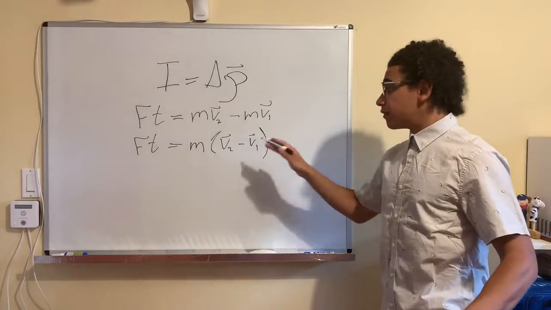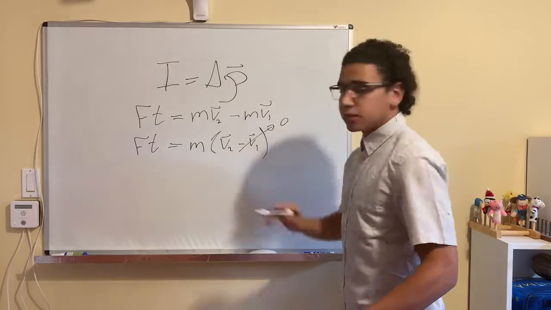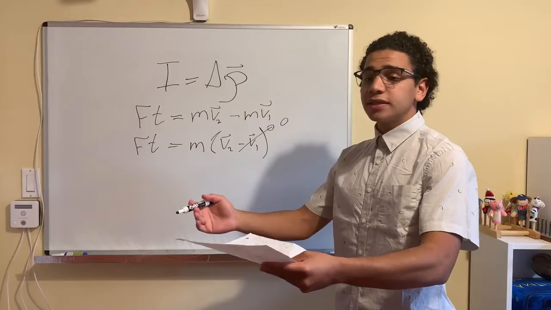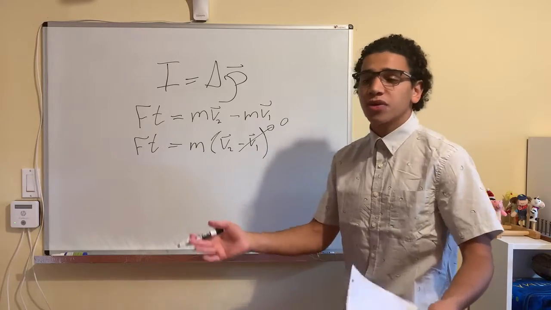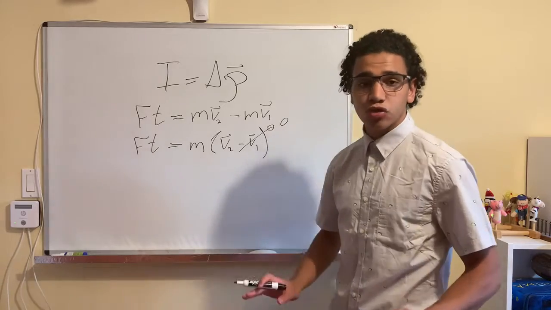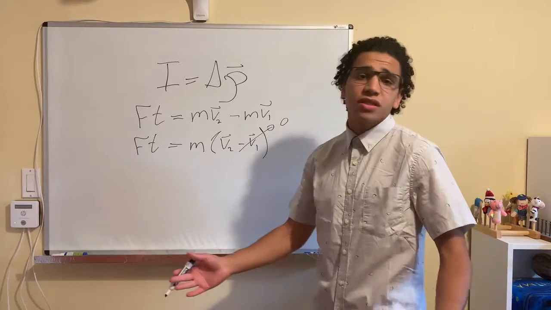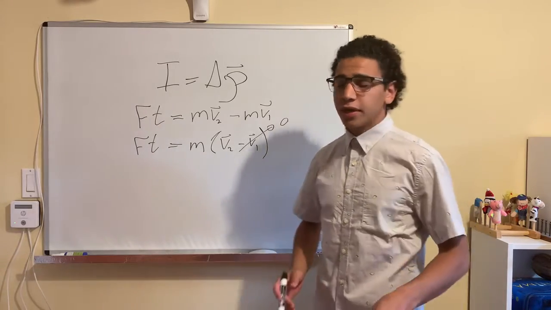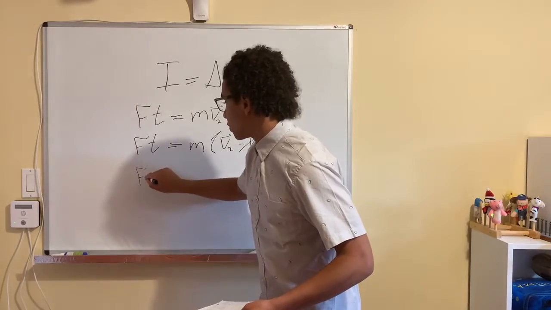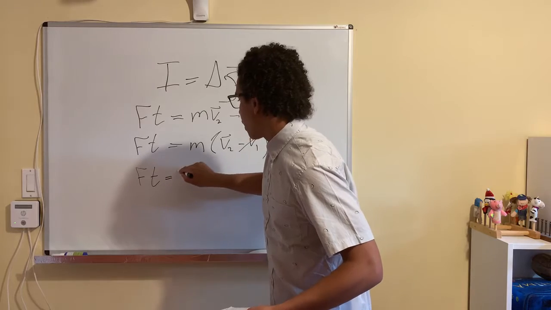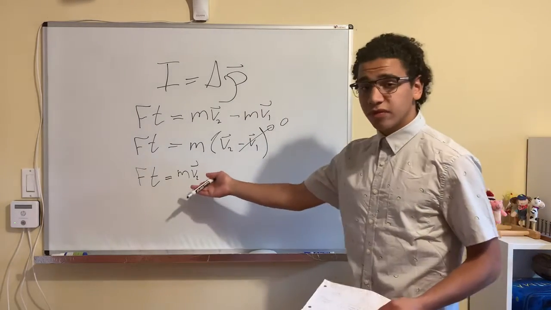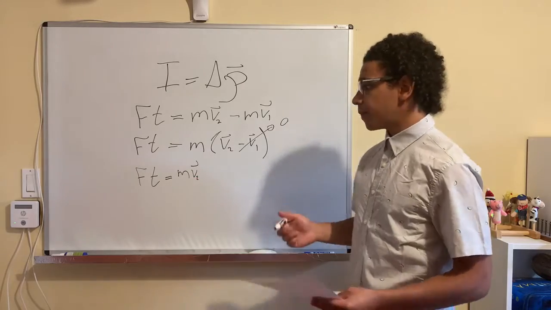Right off the bat, v1 is out of the picture, it's 0. Why? Because we're assuming that our opponent is initially standing still. Our opponent's not moving. Our opponent's legs are standing still before we do the move, which is going to be the case, most likely, right? So v1 equals 0. So we can write this equation out like this. Ft equals mv2, or mvf, final velocity. Okay?